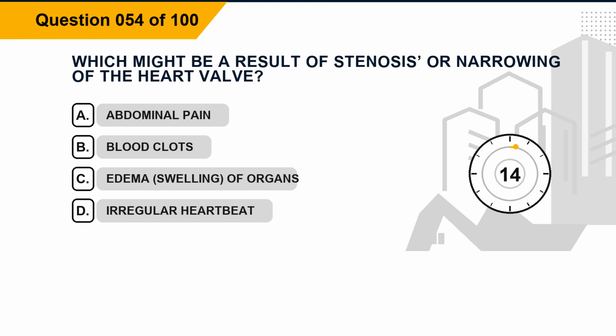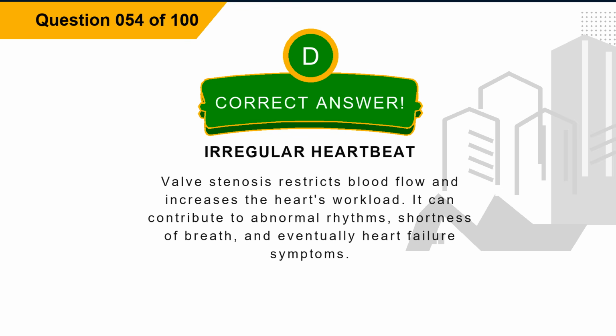Question 54. Which might be a result of stenosis, or narrowing of the heart valve? Option A, abdominal pain. Option B, blood clots. Option C, edema, swelling, of organs. Option D, irregular heartbeat. The correct answer is option D, irregular heartbeat.